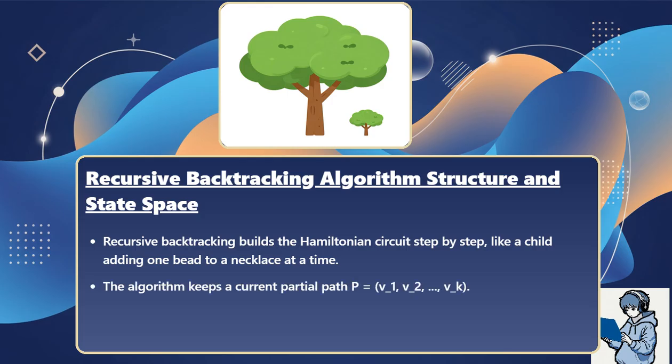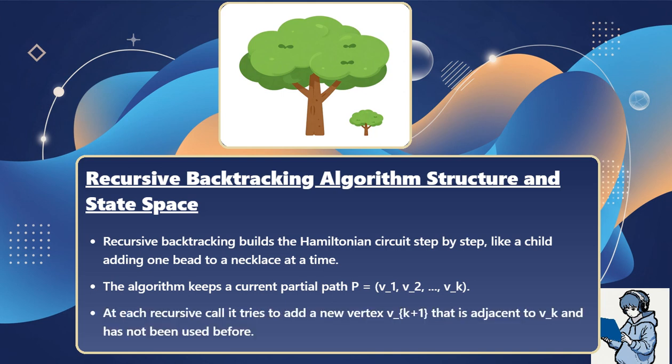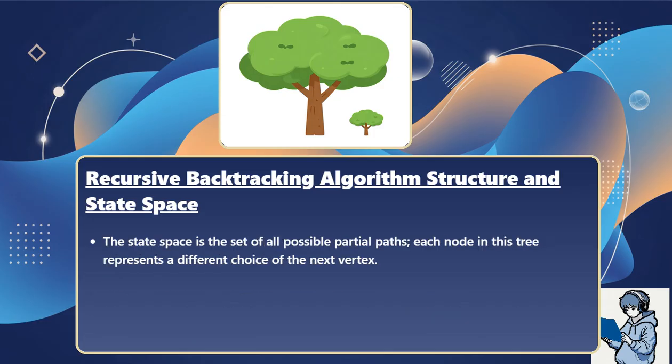The algorithm keeps a current partial path P = v_1, v_2, up to v_k. At each recursive call, it tries to add a new vertex v_(k+1) that is adjacent to v_k and has not been used before. The state space is the set of all possible partial paths. Each node in this tree represents a different choice of the next vertex.